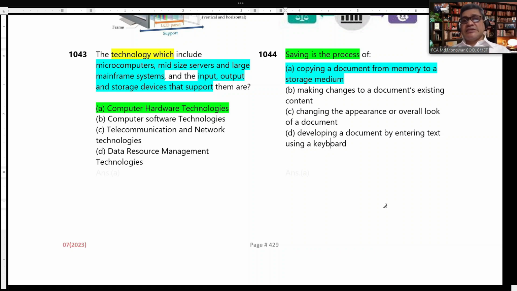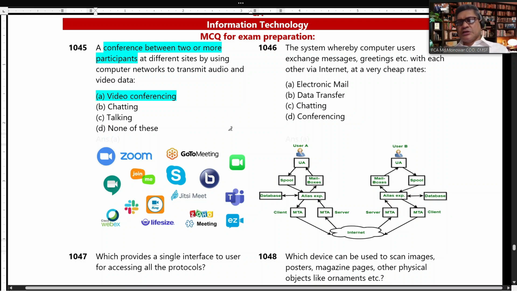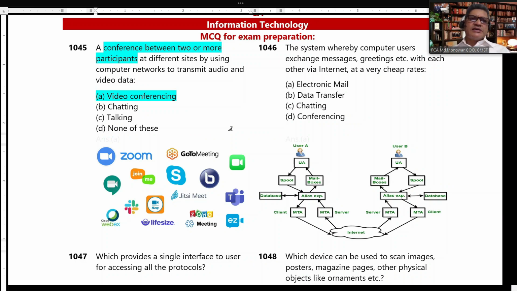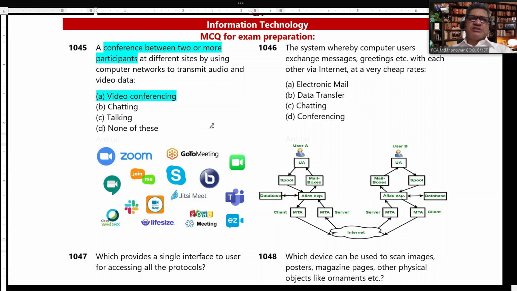Answer A. A conference between 2 or more participants at different sites, using a computer network to transmit audio and video data, is video conferencing. Nowadays we are very much familiar with video conferencing. At this moment we are in a Zoom class. So a conference between 2 or more participants at different sites using a computer network to transmit audio and video data is called video conferencing.